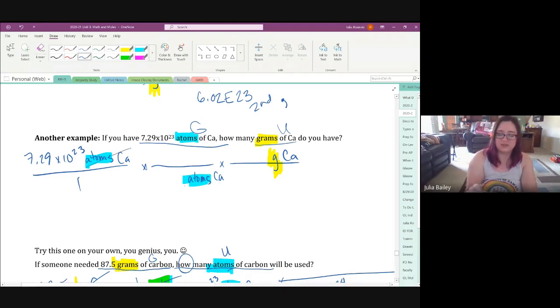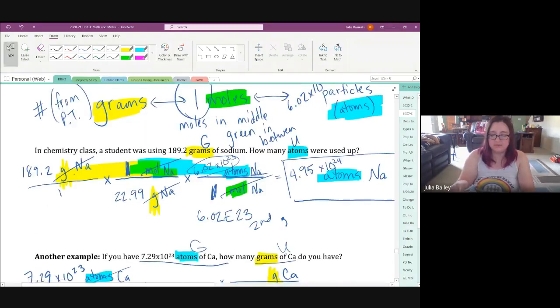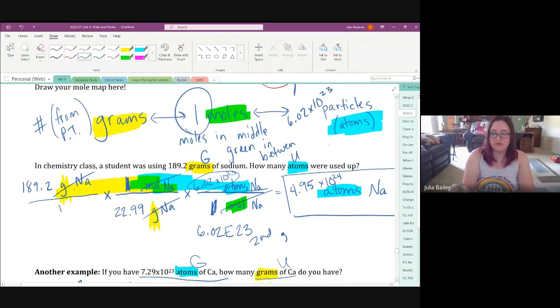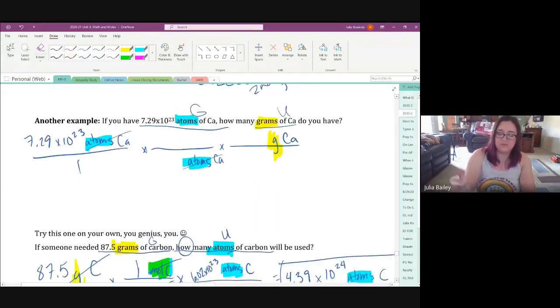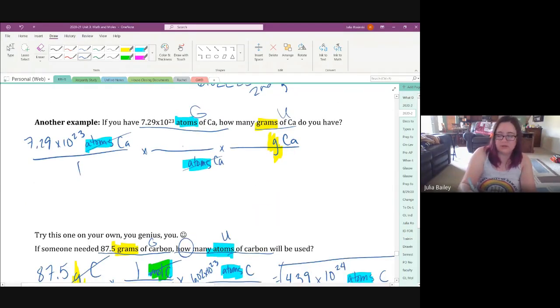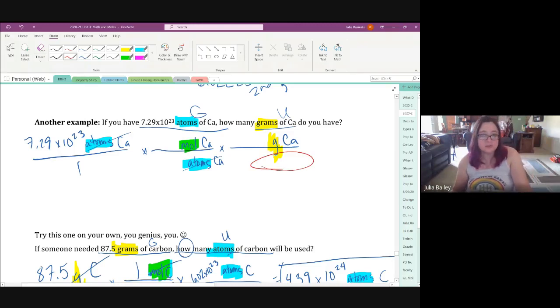We managed to cancel out or simplify the atoms on top and on bottom. We need to convert to grams, and I know that atoms cannot go directly to grams. That's not allowed. I have to pass through moles first. So if I have to pass through moles first, that means moles in the middle, or green in between. So I'm going to put those moles in the middle.